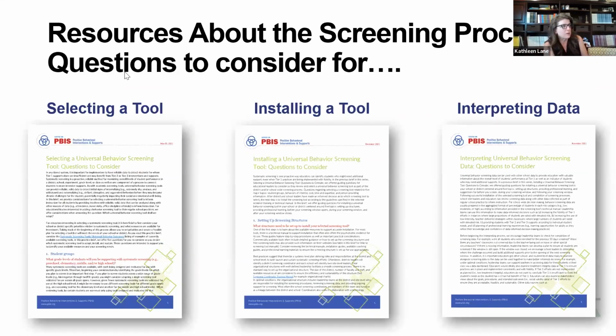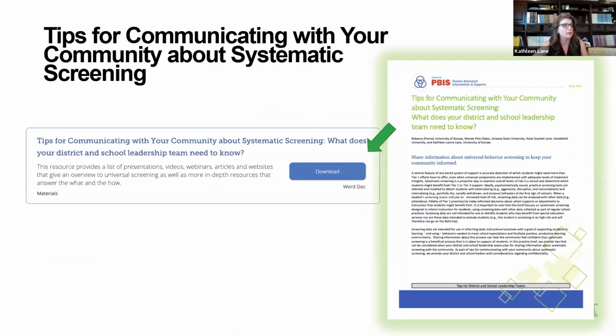So, for example, you will find currently available a resource on how to pick a screening tool, like what should be some of the decisions, like who you want to find, the grade level you want to serve, how much time or what kind of financial resources you have to put into it. And then there's another brief on how to install it. So once I've made that decision, how do I get it into practice? And then importantly, how do I interpret the data?